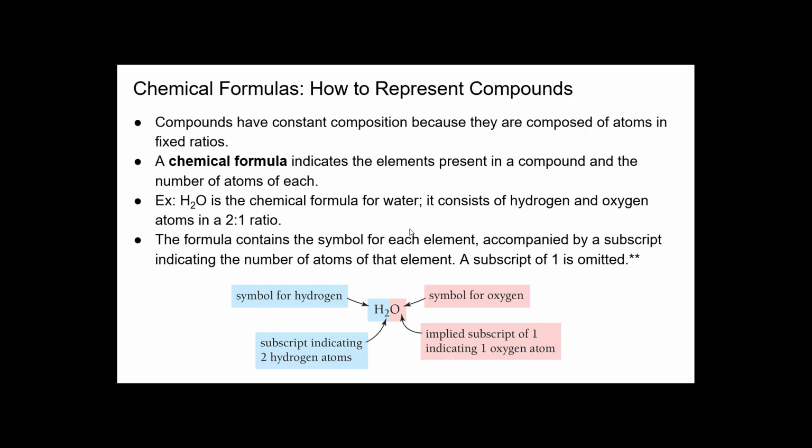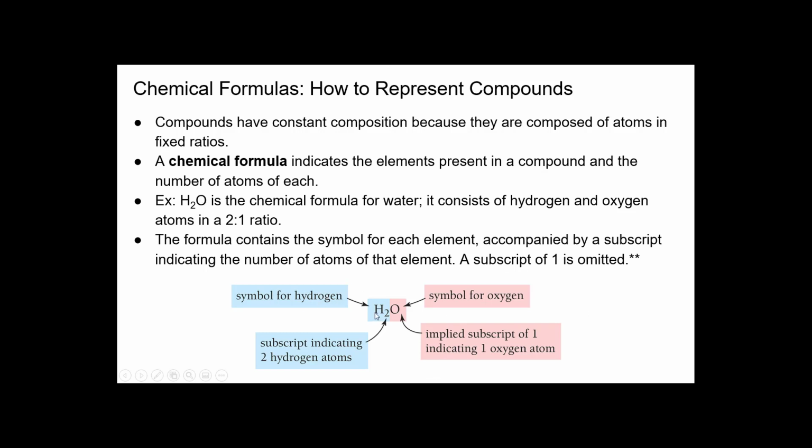So a chemical formula indicates the elements present in a compound and the numbers of atoms of each. Water, again, is the simplest one. It's one we're all familiar with, so it's one I'm always going to go back to. Water has 2 hydrogens and 1 oxygen, and that's a mole ratio. The formula contains the symbol for each element. If there's a 1, the 1 is omitted, so that's why you don't see a 1 with the oxygen.